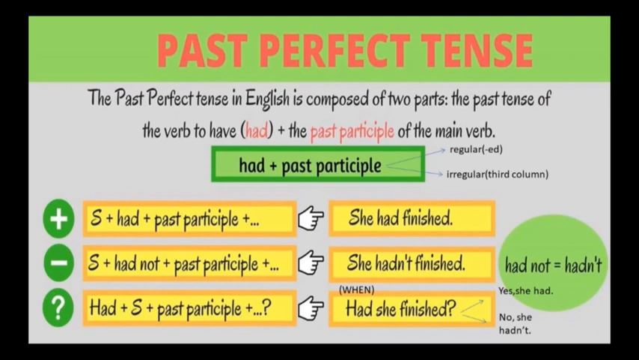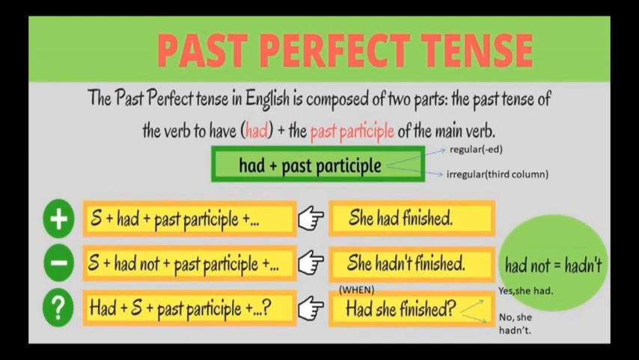Negative sentence we get by adding not to the auxiliary verb. So the word order is subject plus had not plus past participle. I had not finished. She had not finished. Okay? And the short form of had not is hadn't. I hadn't finished. You hadn't finished. She hadn't finished.